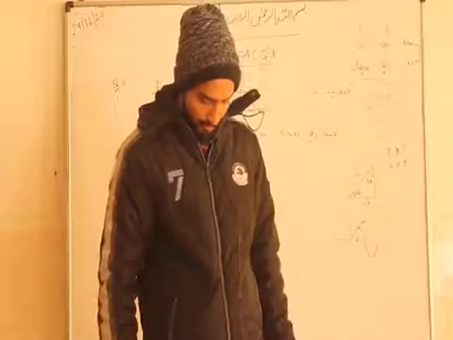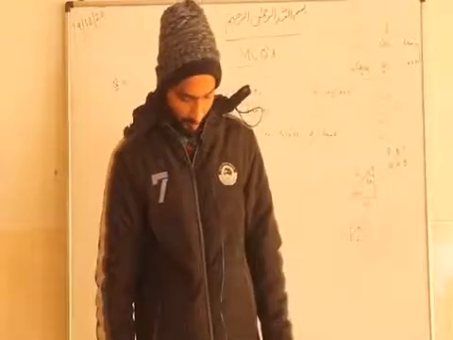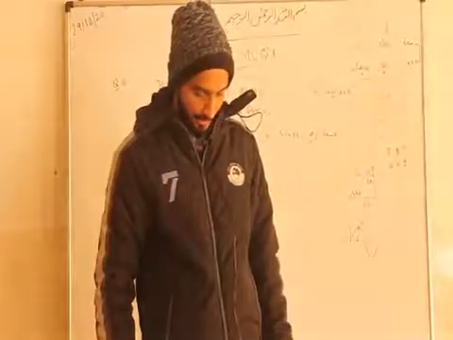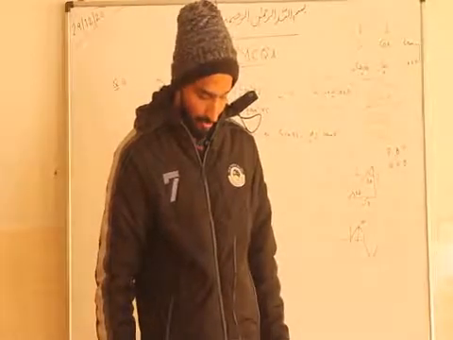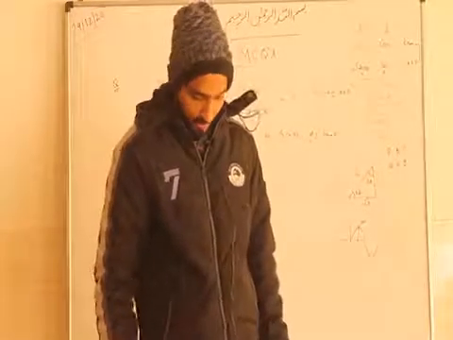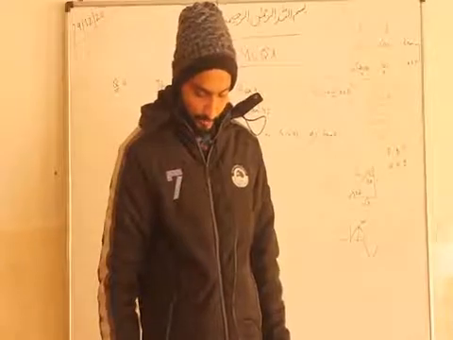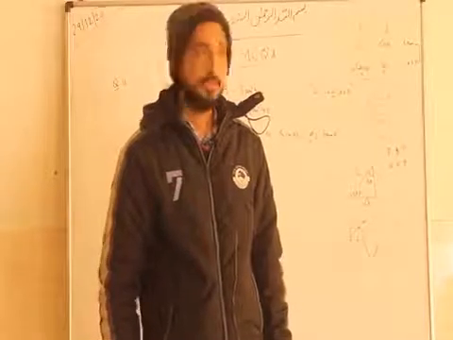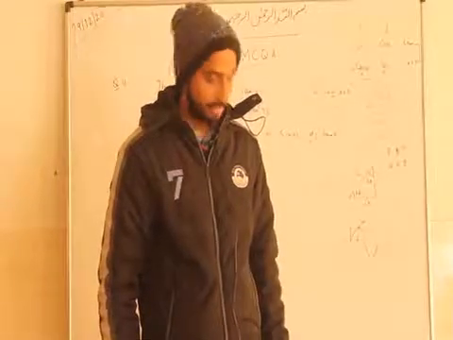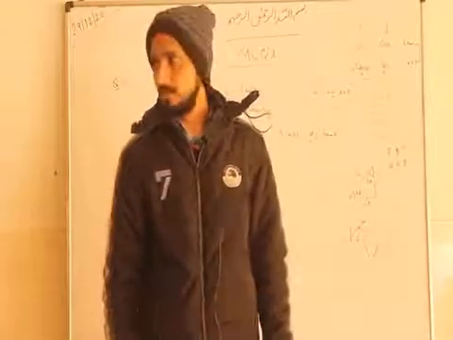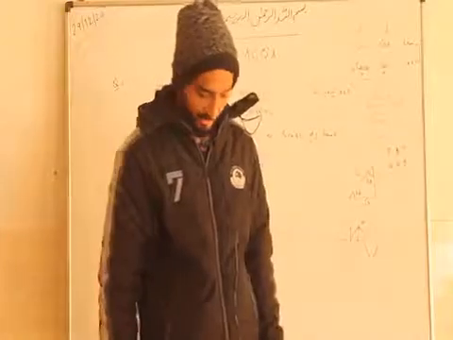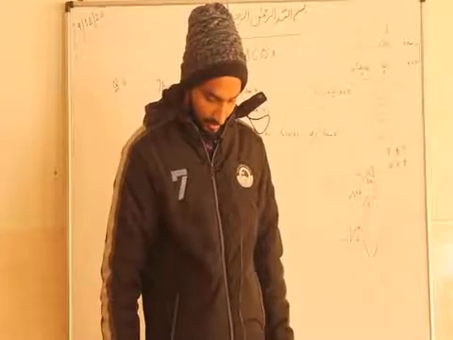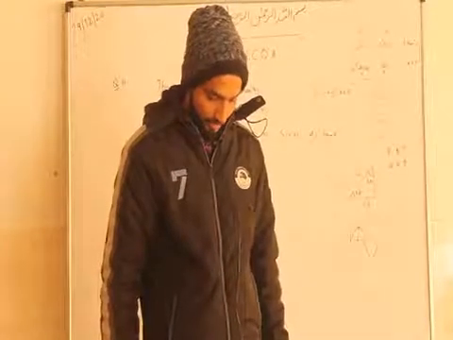Like question number 12. Sin alpha equals 1 by 2 and cos beta equals 1 by 2. Find the value of alpha plus beta. So we can find the sin is showing 1 by 2 at 30 and cos is showing 1 by 2 at 60. So both alpha plus beta, 30 plus 60, is 90. It's very simple.